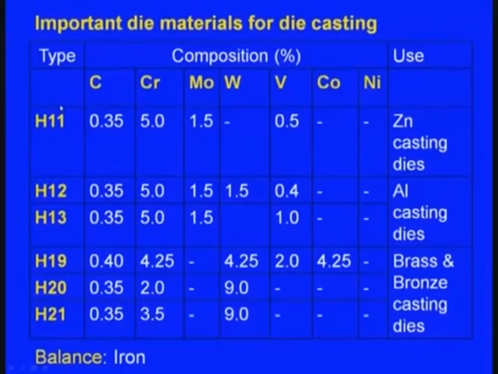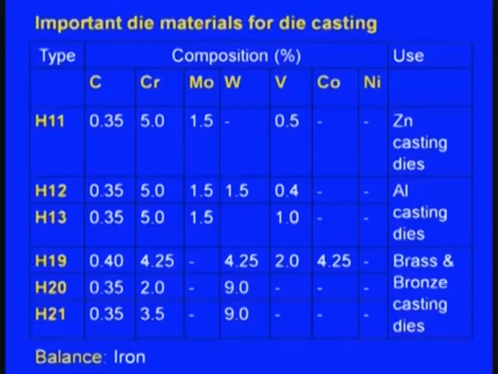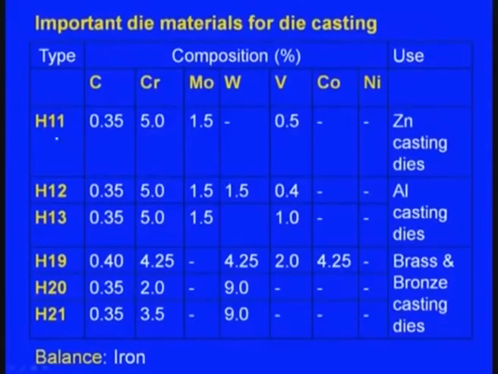Now, let us see the dies and die materials. What are the materials used to manufacture the dies? The dies should have enough hardness, enough strength, and enough fatigue strength. So, the die should have very good, ideal properties. Now, what are the materials used for making these dies? The important materials are the steels H11, H12, H13, H19, H20 and H21.